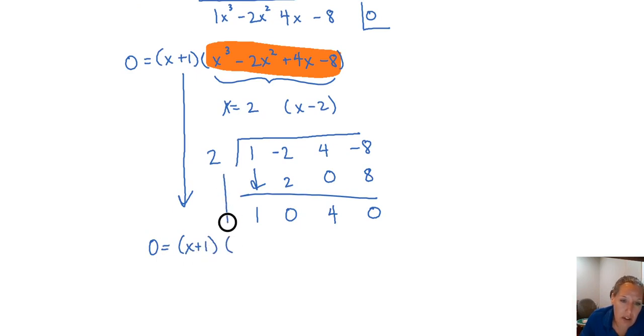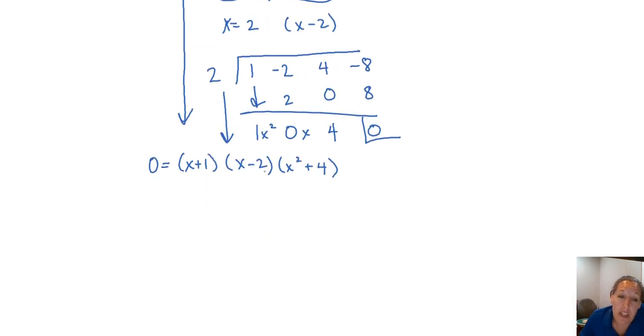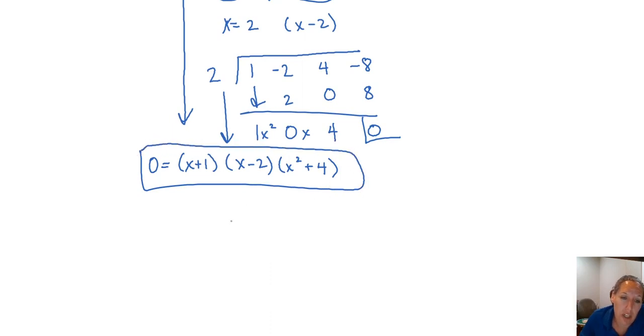So we have our x plus 1 from our previous factoring. And then we have our x minus 2 from the second round. And then what we're left with, that 0 is our remainder. And then we get 0 x's and 1 x squared, and 4. So that's going to be x squared plus 4. X squared plus 4 does not factor any further. And so this would be the factored form. So that would be as far as we could factor it.